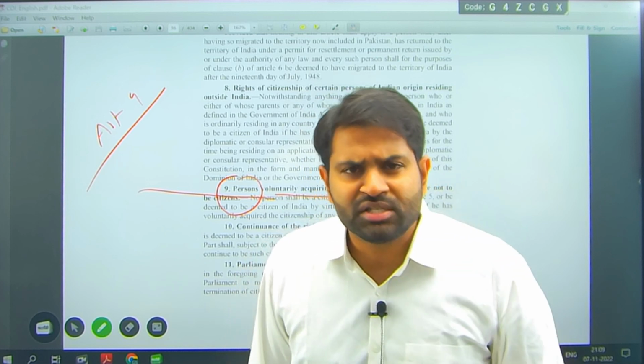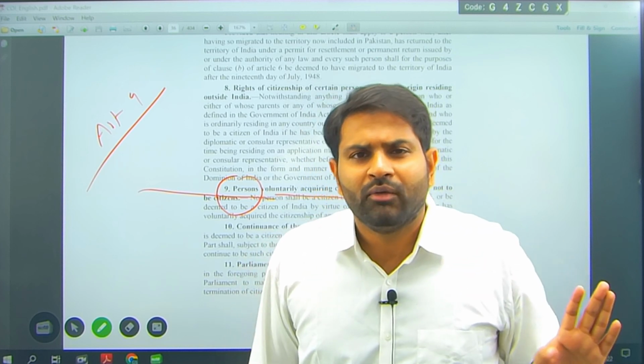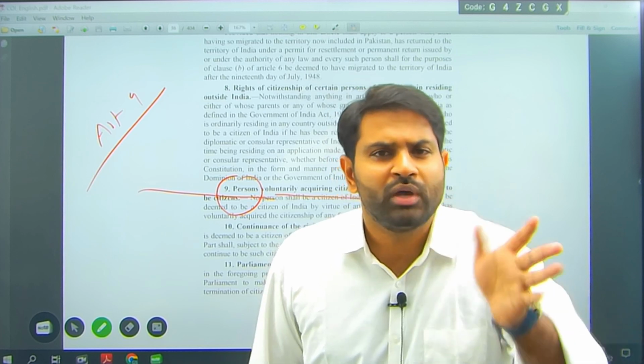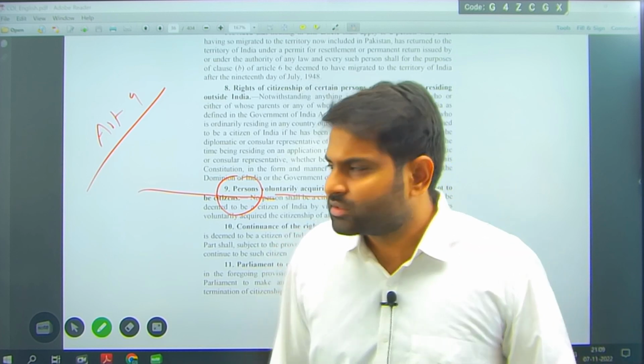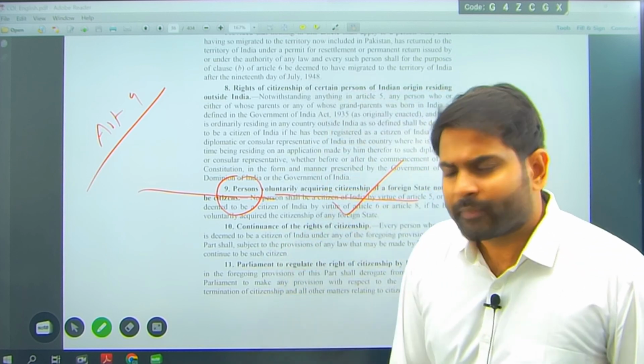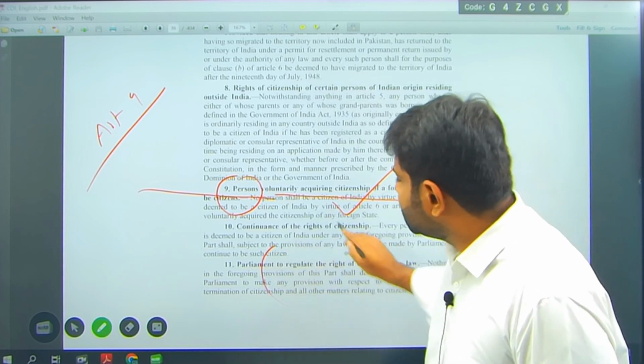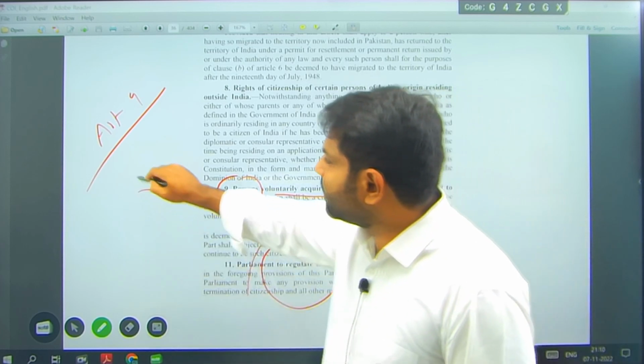Only one single citizenship. That is according to Article 9. If you are getting American citizenship, automatically your Indian citizenship will be lost. If you are getting UK citizenship, your Indian citizenship will be lost. That is Article 9. Okay. Then talk about Article 11. Next important article is Article 11.